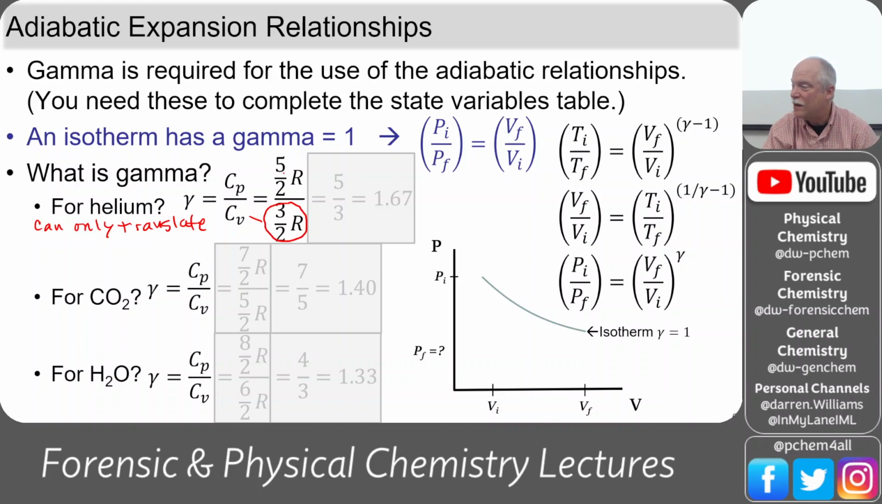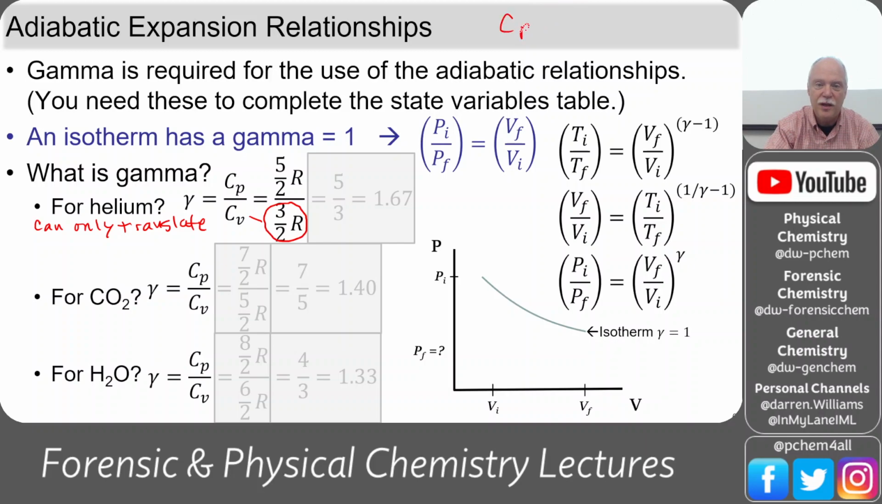The translation, rotation. Yeah, but there's no rotation. So it's just translations. It's just translation in X, Y, and Z. Those are the 3 of the 3/2. So you get a half for every direction. So X, Y, and Z, translation only, 3/2 R. Now, where does the 5/2 R come from for the CP?